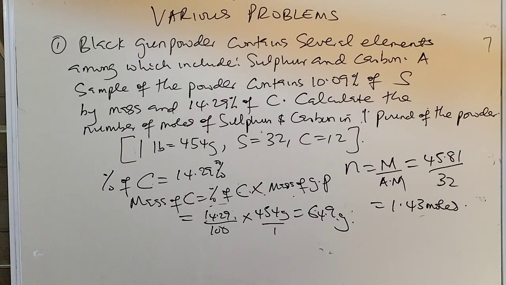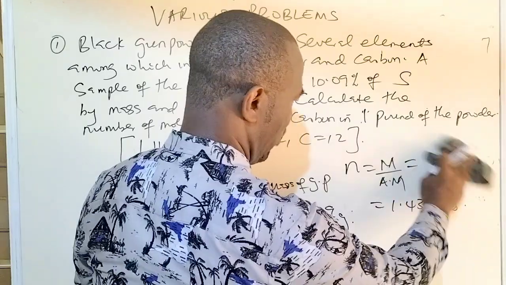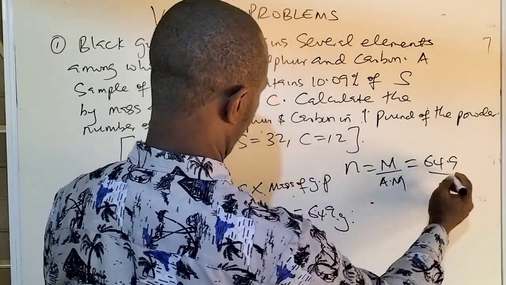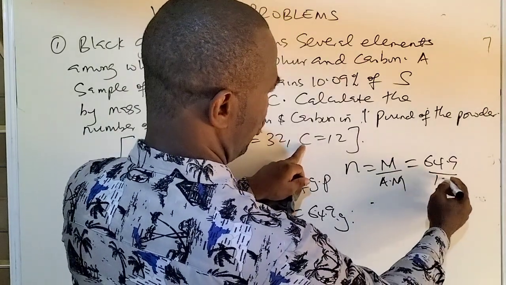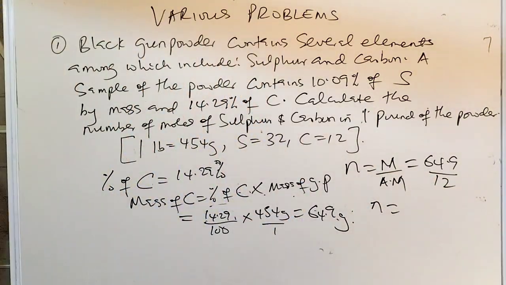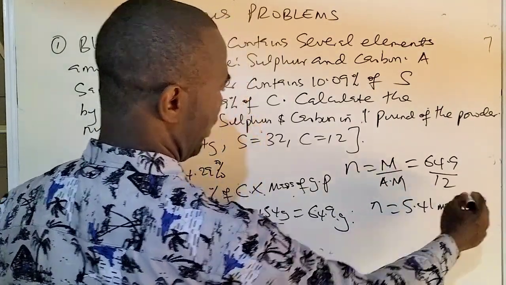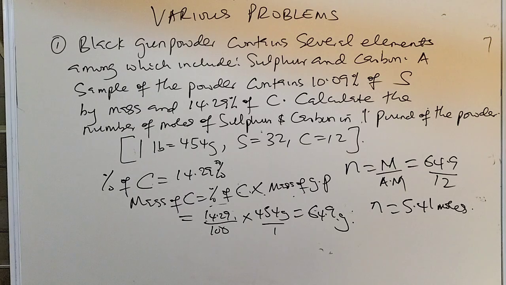Now, the number of moles of carbon uses the same formula. Carbon being monatomic, 64.9 over the atomic mass of carbon, which is 12, given to you in brackets. So we'll divide and solve. Our final answer becomes 5.41 moles of carbon. So you see how this was done. So look at another problem.